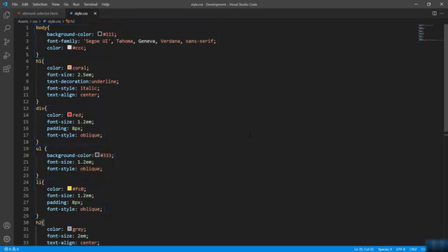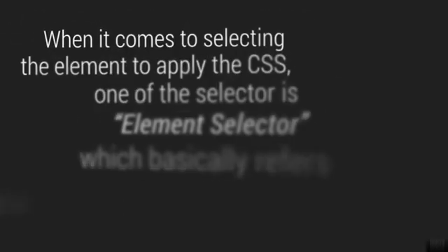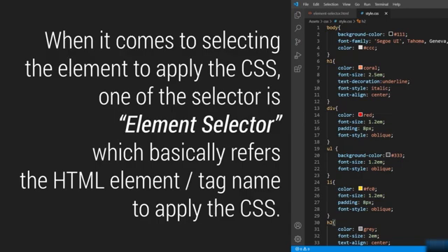In the next lecture, we will look at the class selector. Now let's talk about a relative question. So what is element selector? When it comes to selecting the element to apply the CSS, one of the selectors is the element selector, which basically refers to the element, that is the HTML element or tag name, to apply the CSS, like h1, h2, paragraph, li, division, body, and so on.